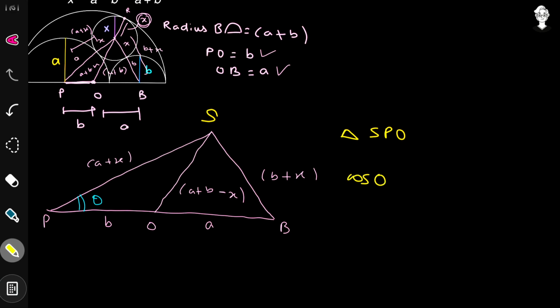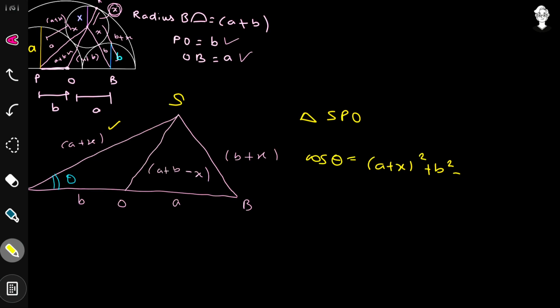So cos theta is going to be equal to the squares of the adjacent sides added together. The adjacent sides are a plus x and b. So (a plus x) the whole square plus b square, now minus the square of opposite. Opposite to angle theta is a plus b minus x. So (a plus b minus x) the whole square, upon 2 times the product of adjacent sides. The adjacent sides are a plus x and b, so 2 times b times (a plus x). So here we have got the value of cos theta from this particular triangle.